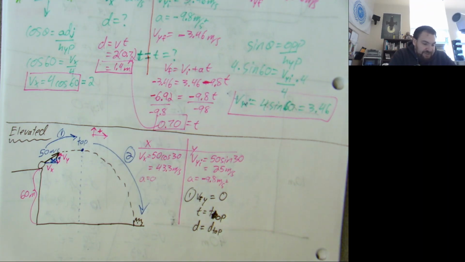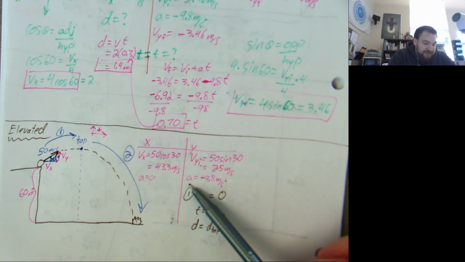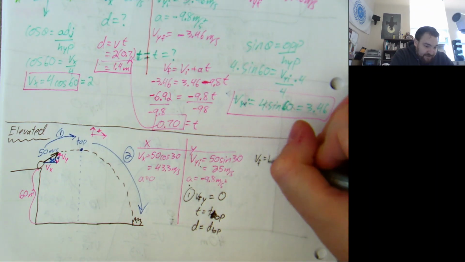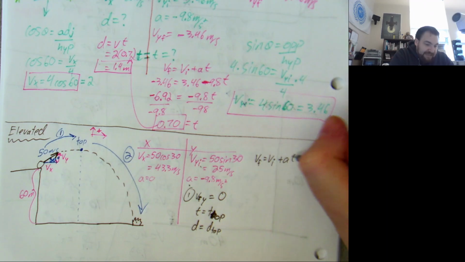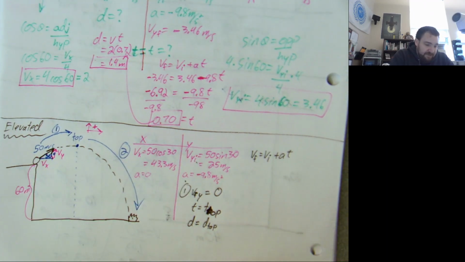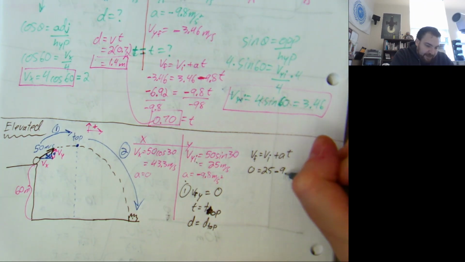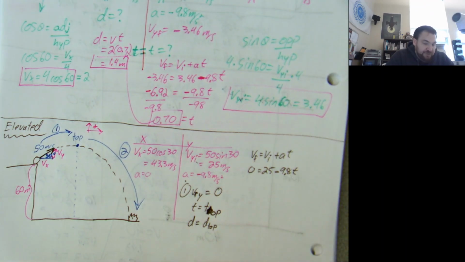The kinematics are fairly straightforward. We've got an initial velocity, we've got an acceleration. We know the final velocity, we're looking for T and D. So to find T, we're just going to use Vf equals Vi plus At. Vf is 0, Vi is 25, A is negative 9.8, and we can find T fairly straightforward.